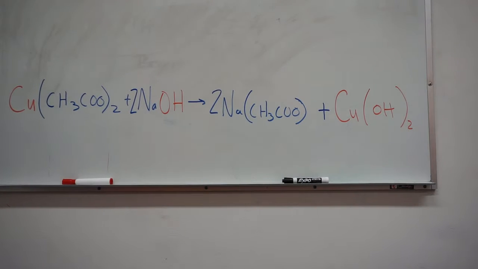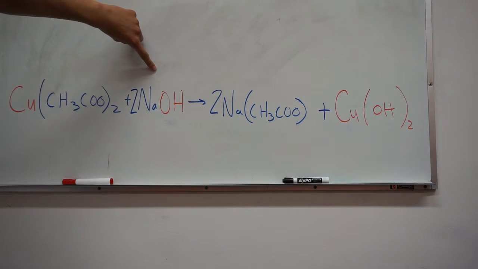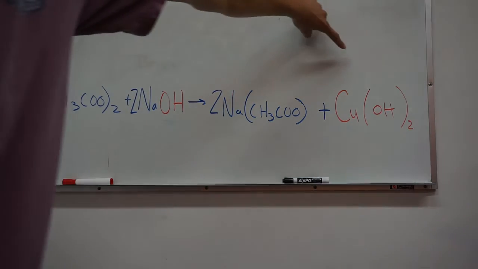The experiment we're about to show explains how we get copper hydroxide from copper acetate and sodium hydroxide. The copper acetate was formed by dissolving pennies into acetic solution, which created copper acetate. We will combine that with sodium hydroxide to form copper hydroxide.